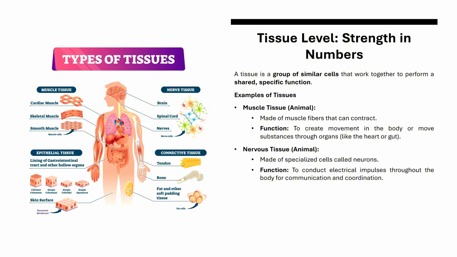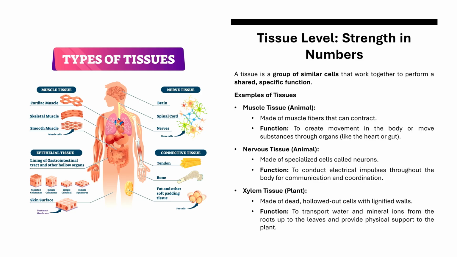Next, we have nervous tissue. This is the body's high-speed internet. It is made of specialized cells called neurons, which are bundled together. The function of this tissue is to conduct electrical impulses, and this allows for lightning fast communication and coordination, ensuring that your brain, spinal cord, and every limb are always in synchronization.